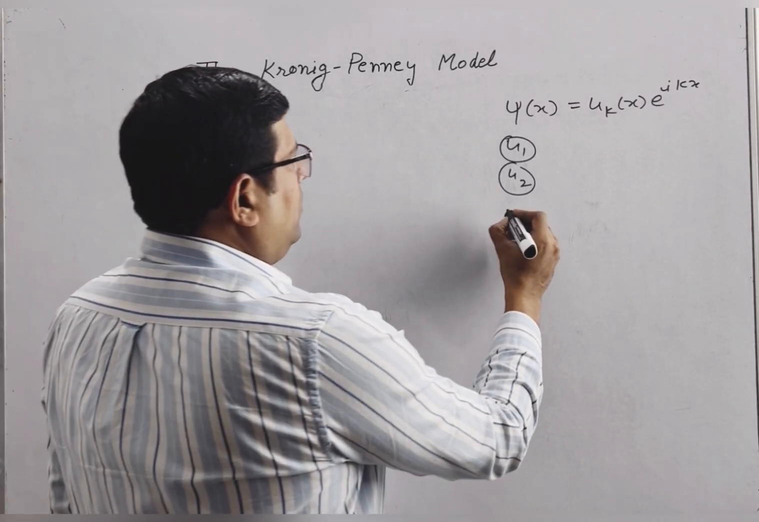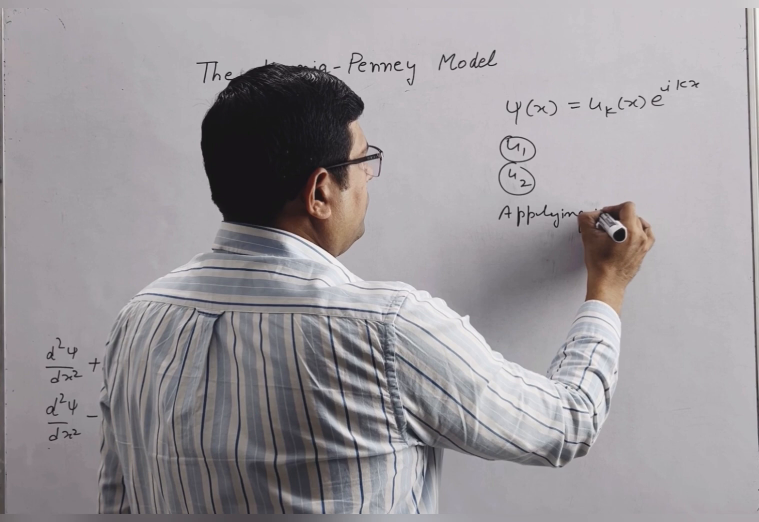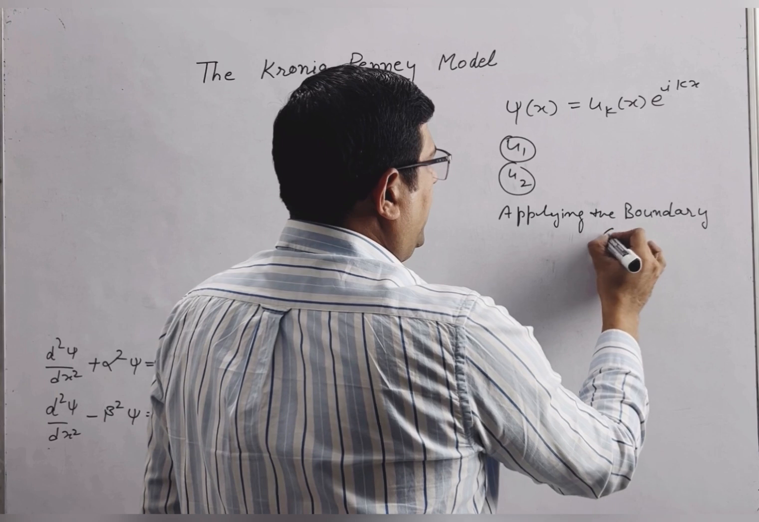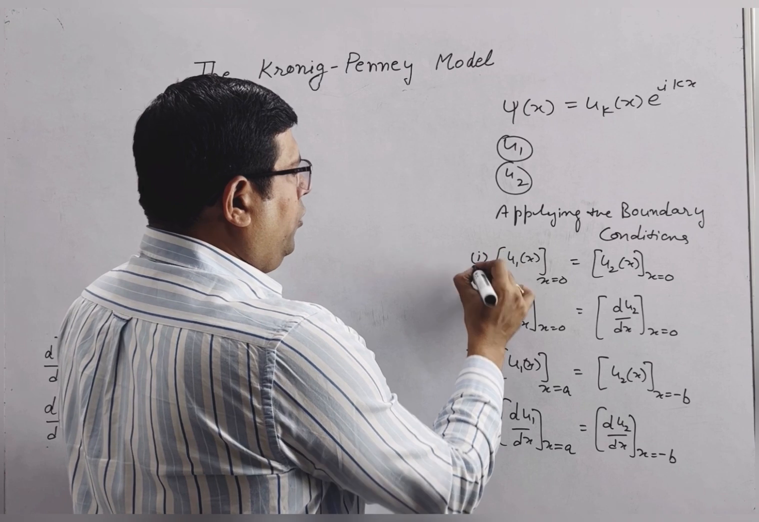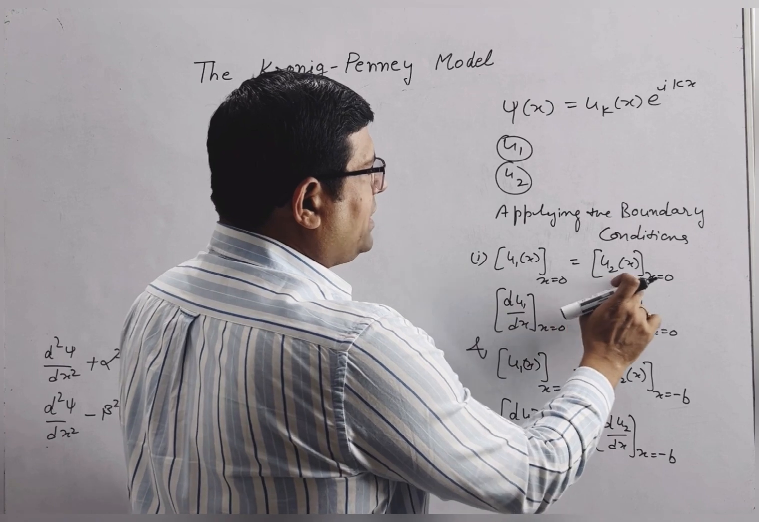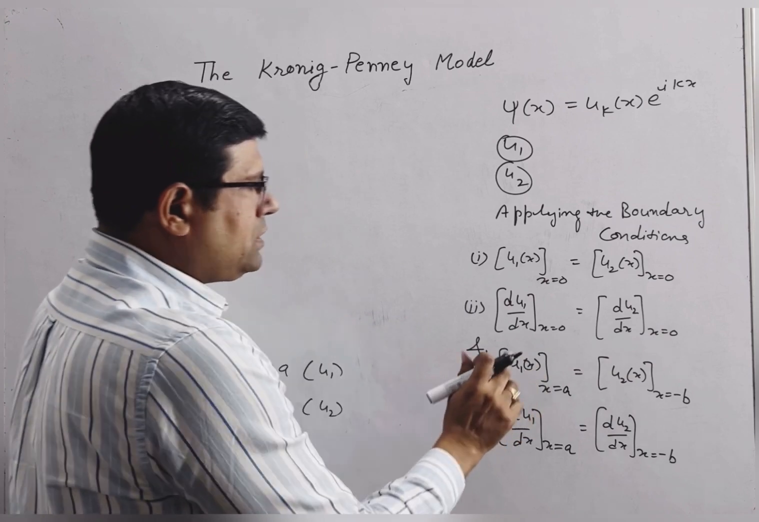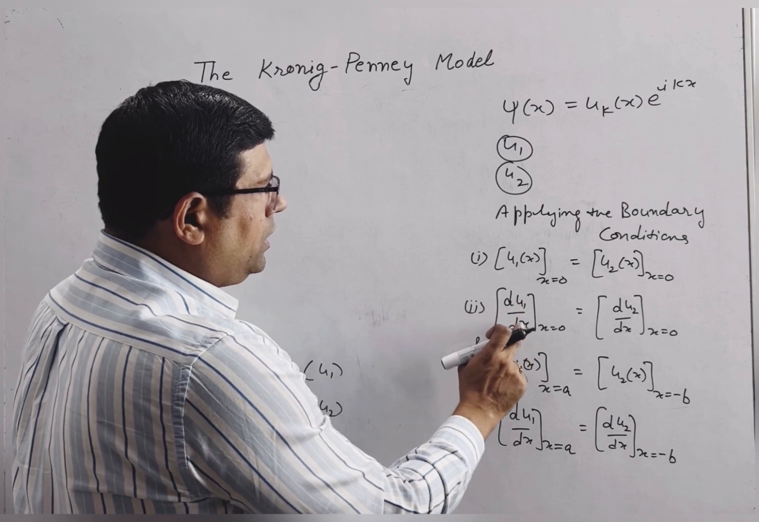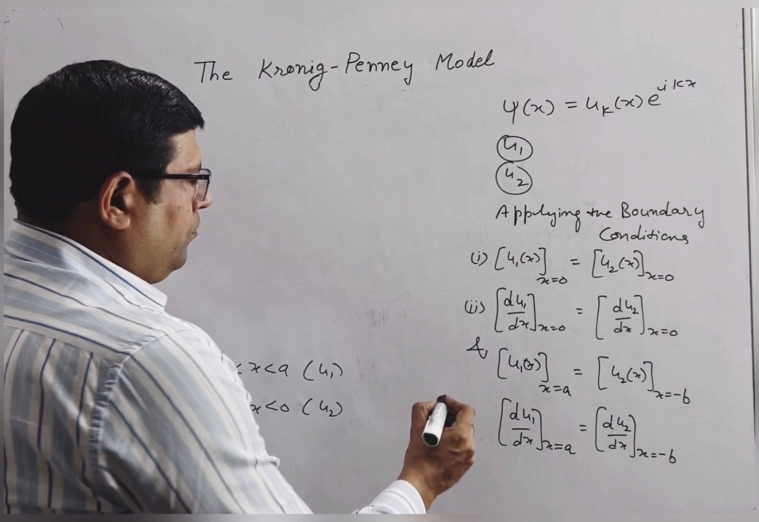Now, applying the boundary conditions. The first boundary condition is that the wave function is continuous everywhere, so u1(x) at x equal to 0 equals u2(x) at x equal to 0. The second condition is that if the wave function is continuous, then its first derivative will also be continuous everywhere. So du1 by dx at x equal to 0 equals du2 by dx at x equal to 0.